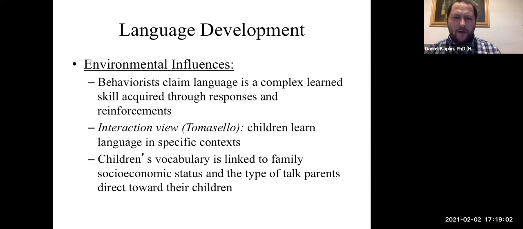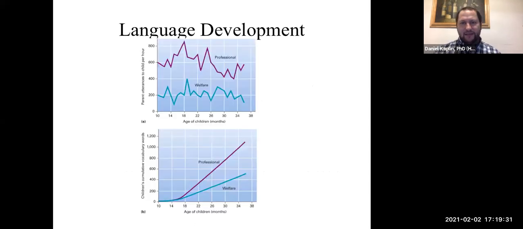Now, there are other people like B.F. Skinner who said language occurs through reinforcement and modeling. And then there's also an interactionist view that says some things are wired, but you still need to be exposed to environments to acquire language. And your vocabulary is linked to your parents and how your parents talk to you, and is linked to socioeconomic status.